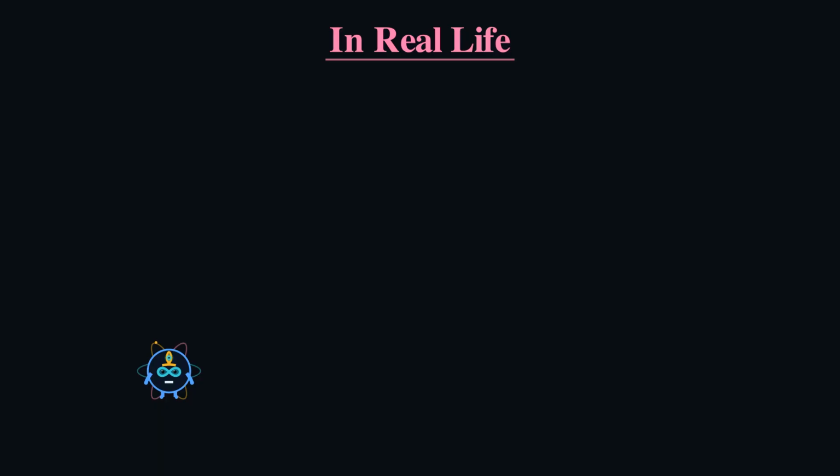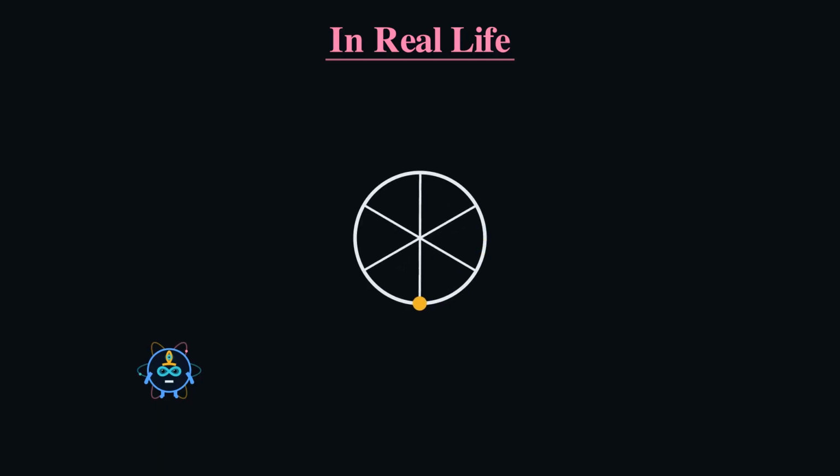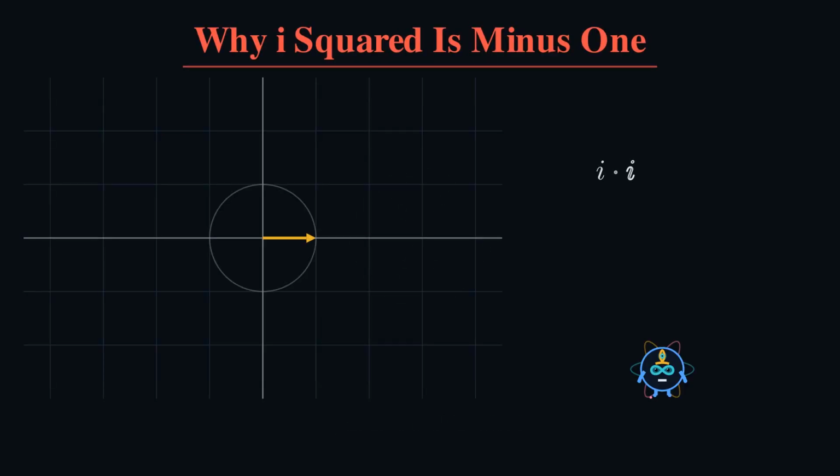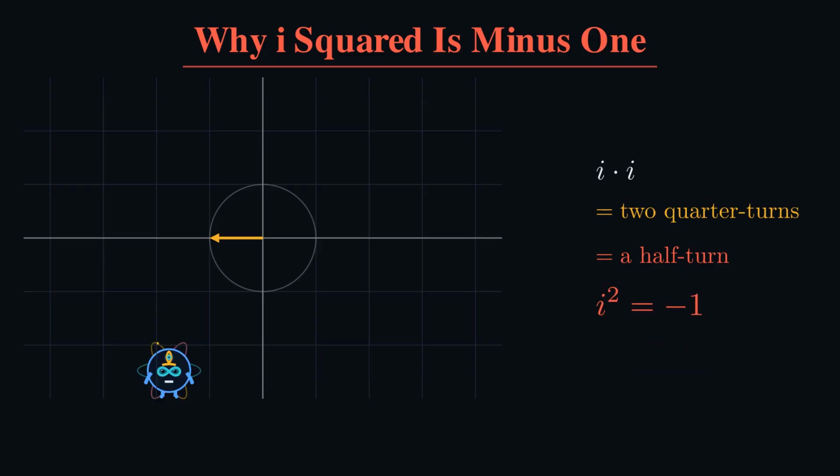i is a quarter turn of the steering wheel. Do it twice, and you are pointing exactly backward. A U-turn. So why does i times i equal -1? Now it is obvious. i times i is 2 quarter turns in a row. 2 quarter turns make a half turn, and a half turn is exactly multiplying by -1. The arrow lands on -1. That is all i squared has ever meant.